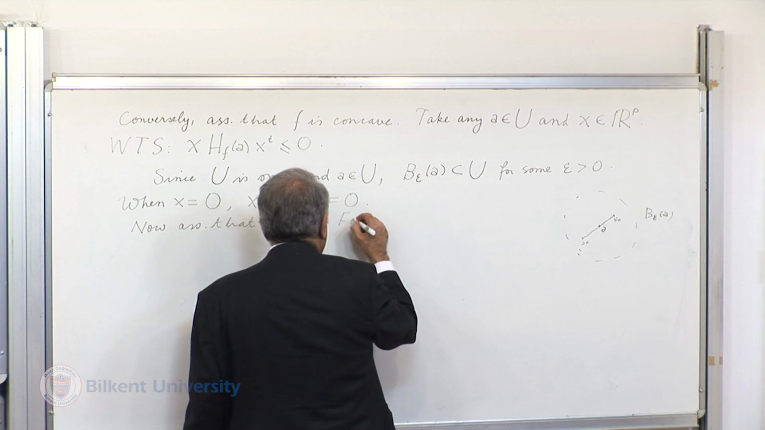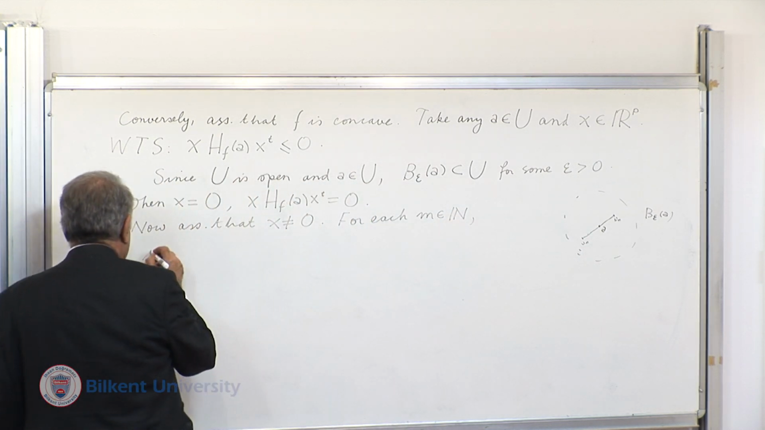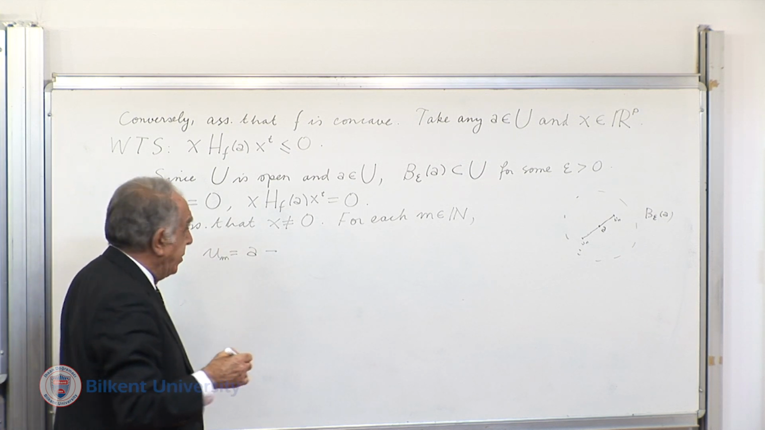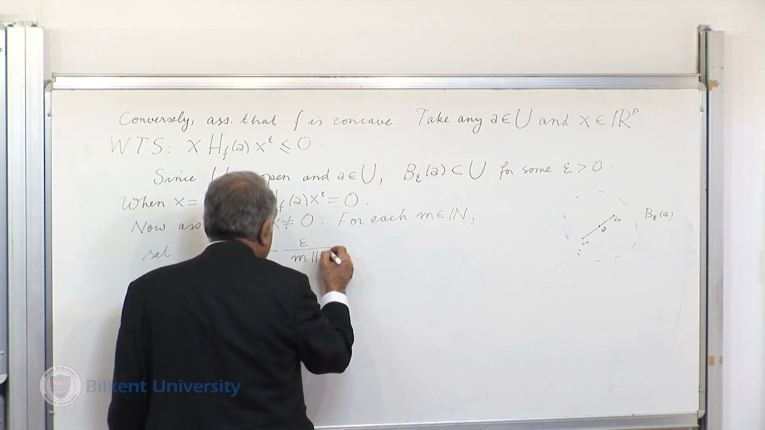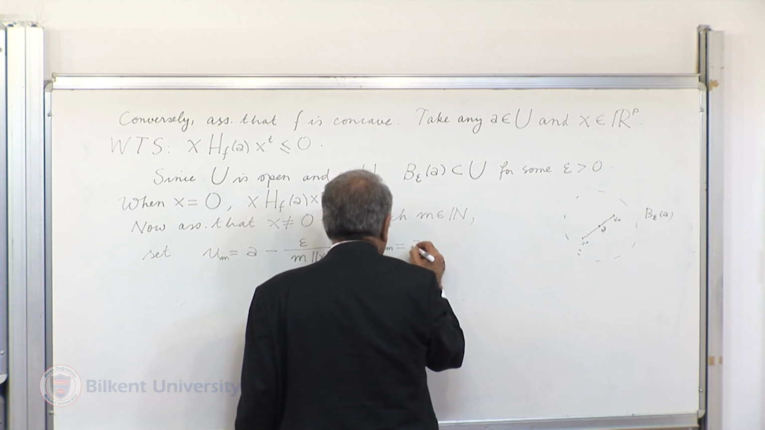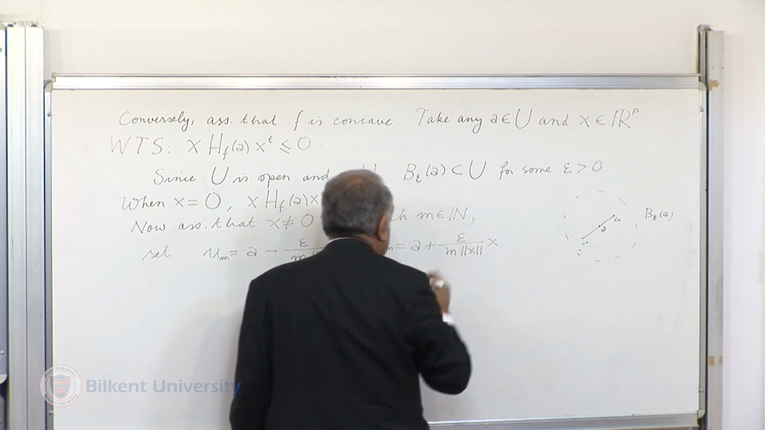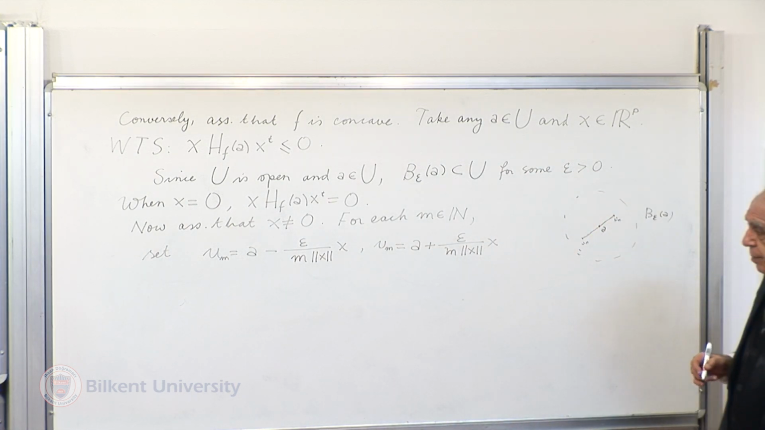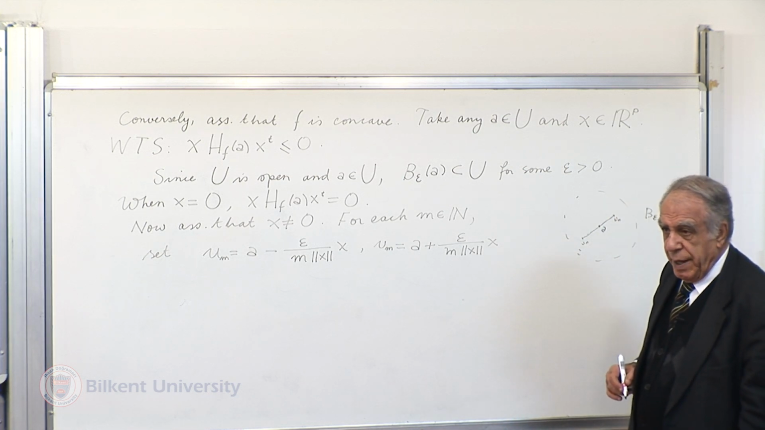Now, for each M in N, set UM equal to A minus epsilon over M times the norm of X times X, and VM equal to A plus epsilon over M times the norm of X times X. So I take this line segment in the direction of X. Well, X is different than 0, so the norm will be positive. This will be well defined.